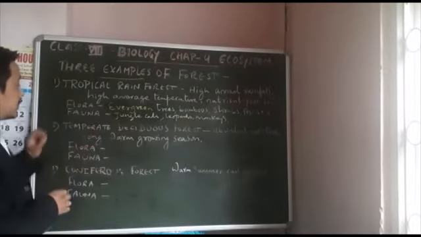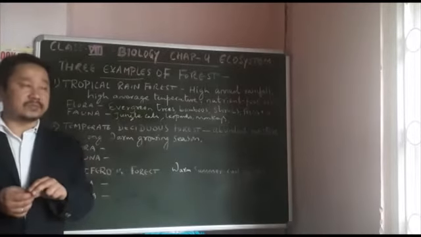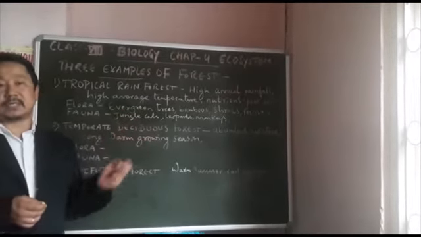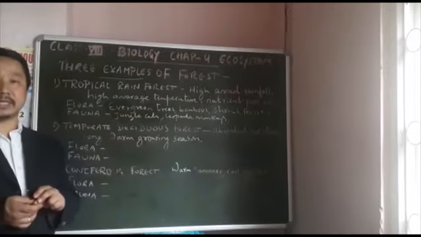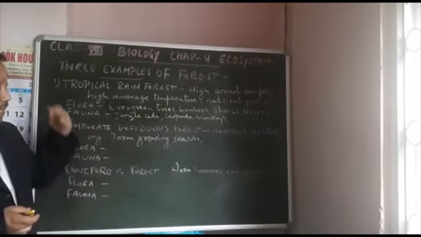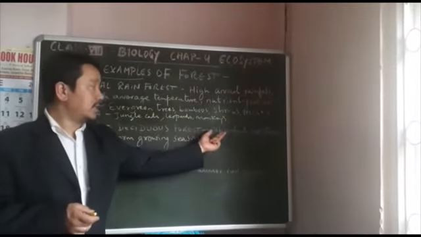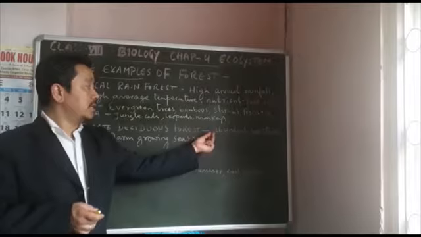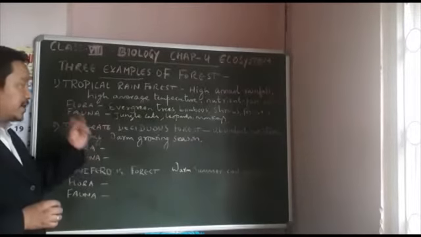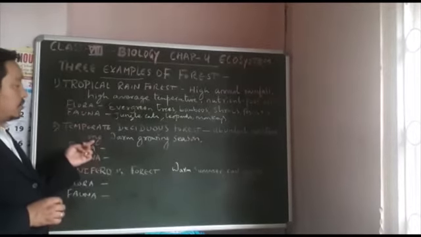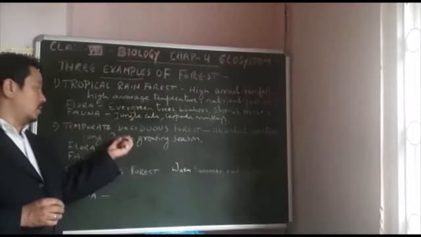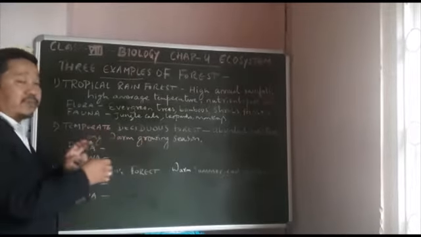Then we have temperate deciduous forest, such as those found in North China, Korea, Japan, Northeastern America, Australia, etc. These are the places where this forest is found, and it is characterized by abundant moisture, that means moisture content is abundantly present, and a long warm growing season, which persists for a long period of time.